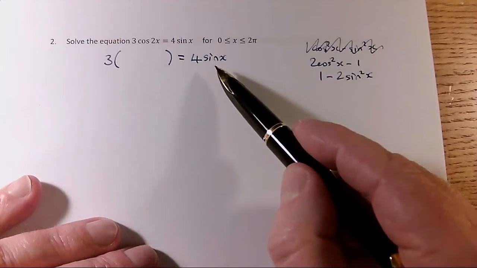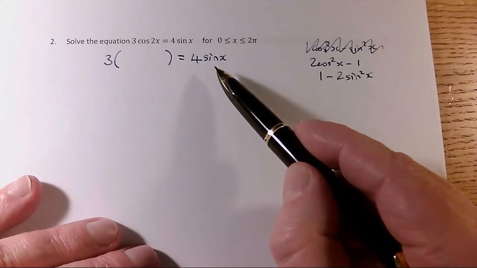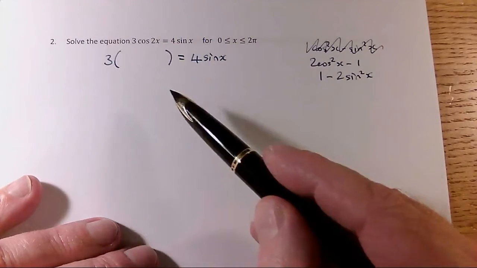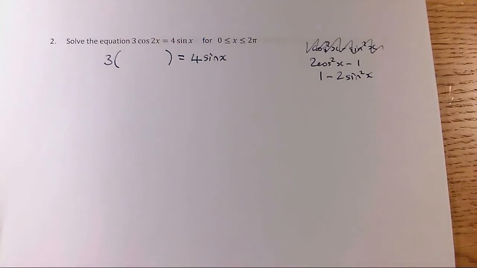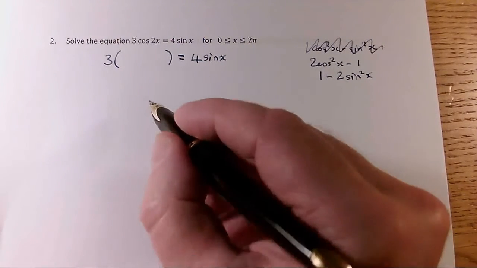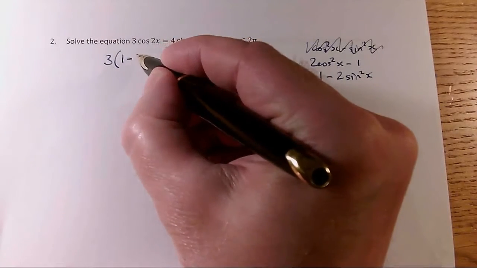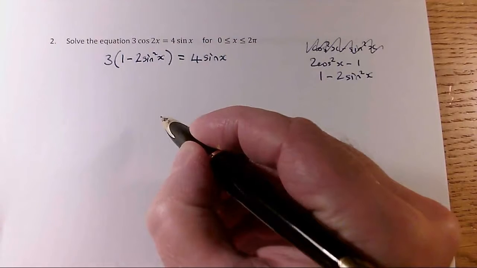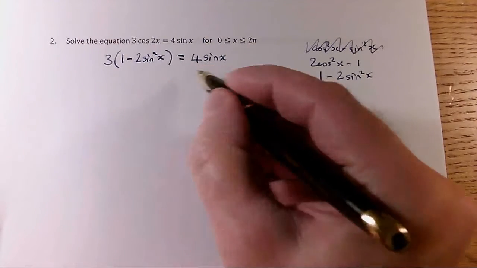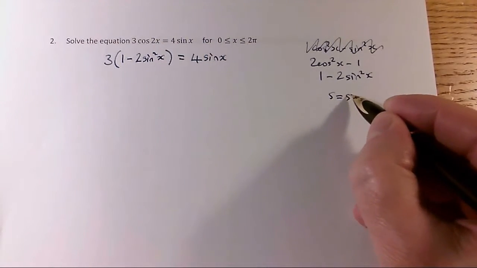Well, I've got a sine x on the other side. So if I use the last one, I'll have a sine squared x term, a sine x term, and a number term, and that will be a hidden quadratic with sines in it. So that will be the thing to do. So 1 minus 2 sine squared x. Okay, so here we go. I'm going to use s to mean sine x.